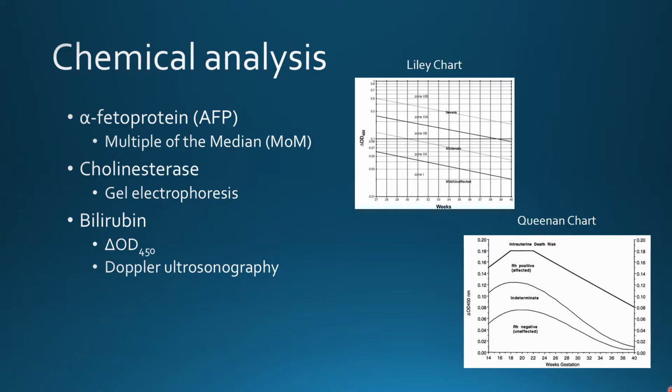And the way you do that is you divide the individual AFP result by the median AFP concentration for that gestational age, and that's done by day. So you actually have to read these between the weeks. You have to do it literally by the day. Okay, and then whatever week you're in, you find the actual day and you read across, and you get your level.